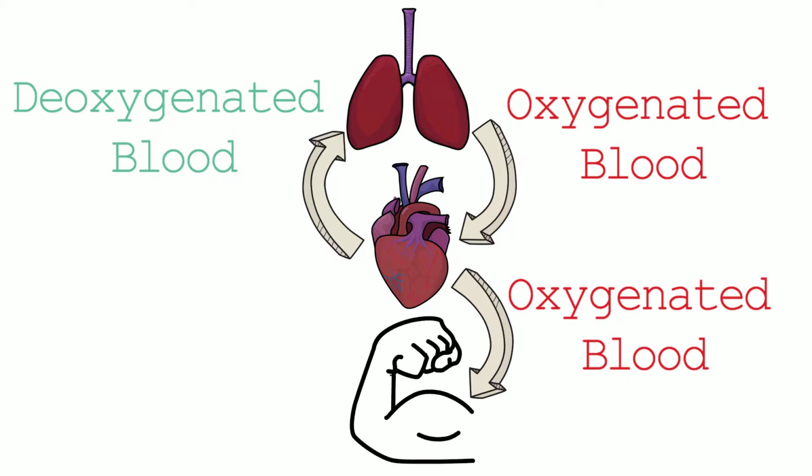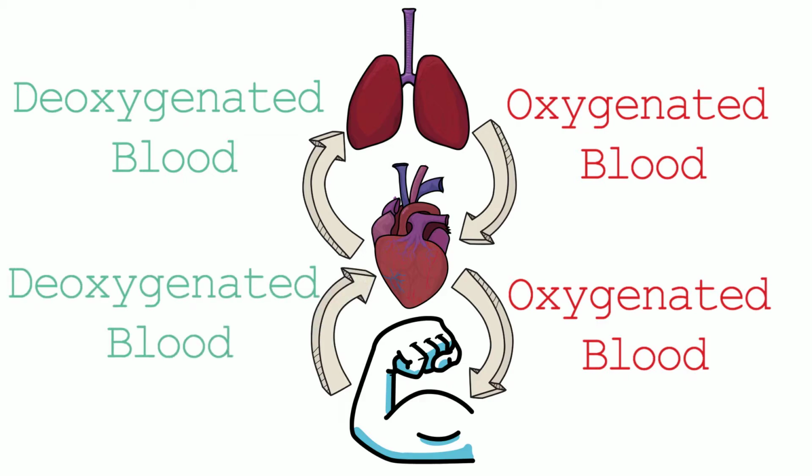For example, a muscle cell. At the muscle cell, oxygen is taken out of the bloodstream and carbon dioxide is then placed into the bloodstream. This results in the blood becoming deoxygenated, and the deoxygenated blood then travels back to the heart. The deoxygenated blood then goes back onto the pulmonary system, and the system just keeps going round and round and round. But why do we actually have a double circulatory system? Why don't we just have a single circulatory system?